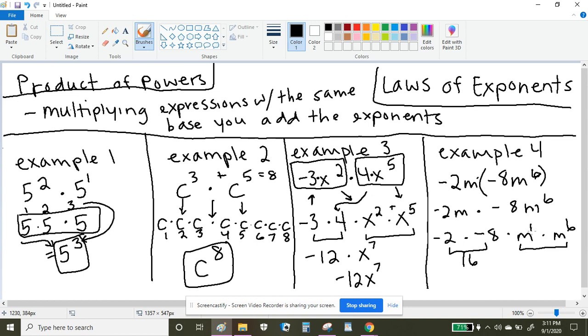This is a 1. Remember what I said, whenever we have a term without an exponent, that's understood that there's a 1 there. So 1 plus 6 is 7. So our final answer will be 16m to the 7th power.